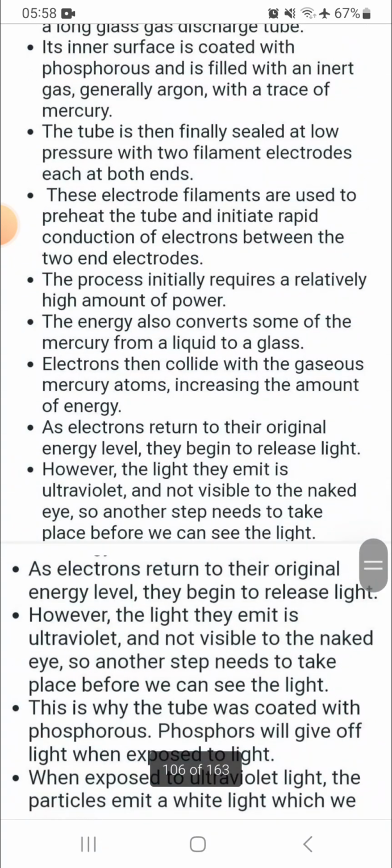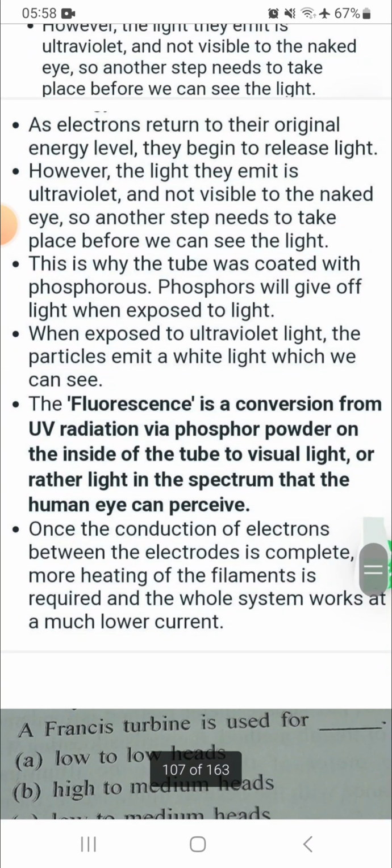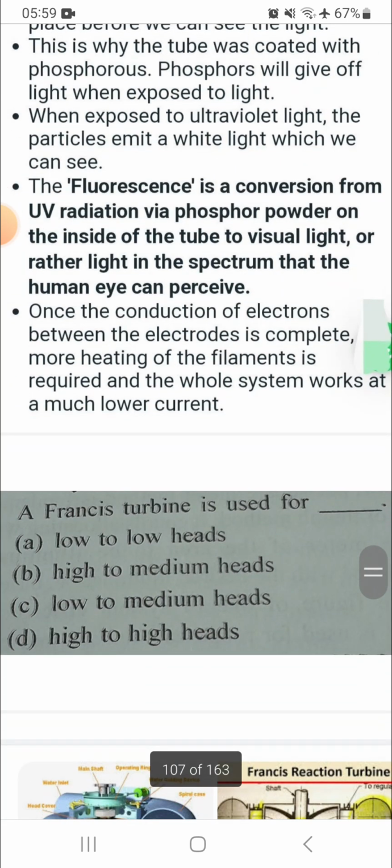Next, a lot more information is given. As electrons return to the ground state, that is basically the working principle, which is what is given. Next one: the fluorescent is a conversion of the UV radiation via phosphor powder on the inside of the tube to visual light, or rather light in the spectrum that the human eye can perceive. Once the conduction of electrons between the electrodes is complete, more heating of the filaments is not required and the whole system works at a much lower current.